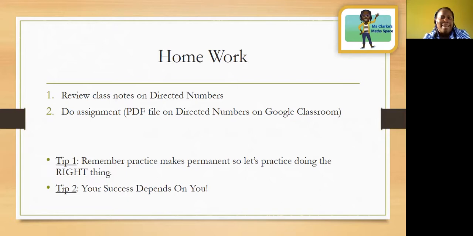And how could I leave without giving you 2 nice tips? Tip 1, remember practice makes permanent, so let's practice doing the right thing. And tip number 2, your success depends on you.